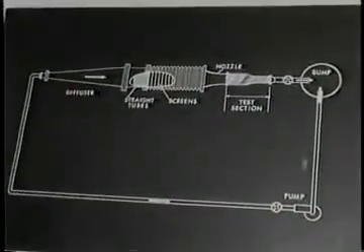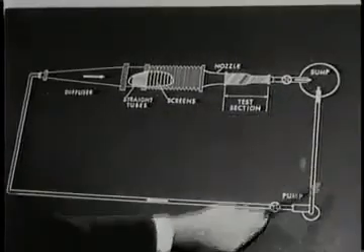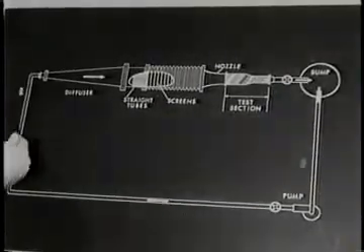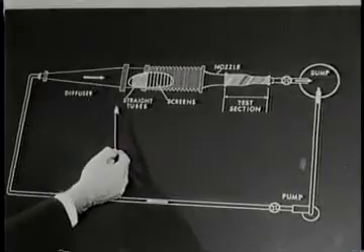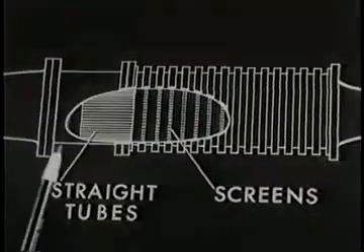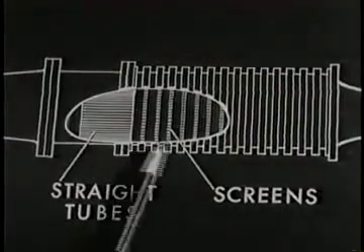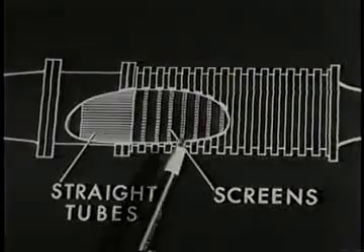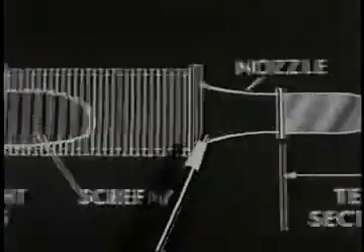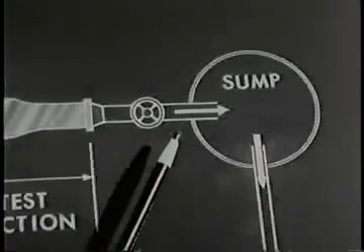This is the test circuit used for many of the experiments. Water from the sump is pumped to the diffuser and into this large low-speed settling chamber. The honeycomb straightens the flow, and these screens reduce the turbulence level. The flow is accelerated by this nozzle into the test section and then discharges back to the sump.